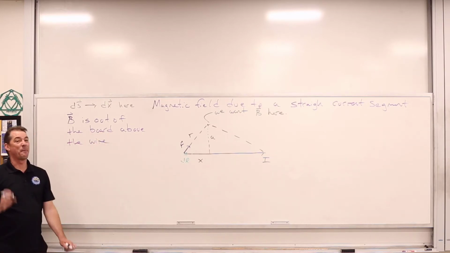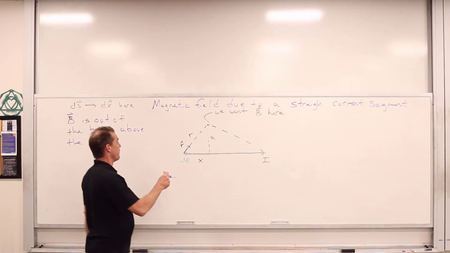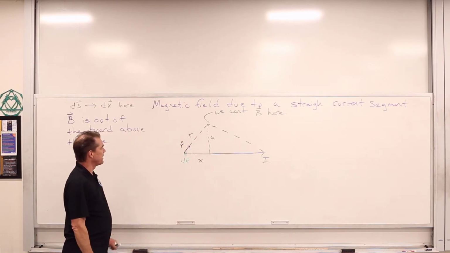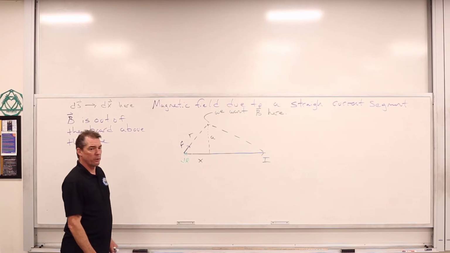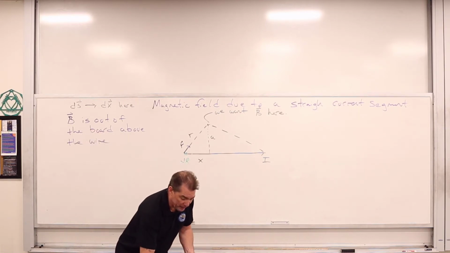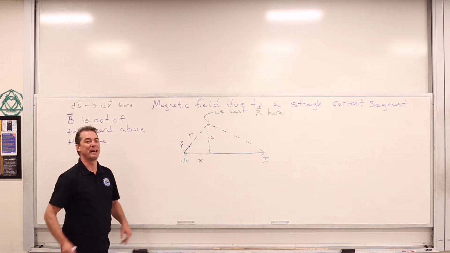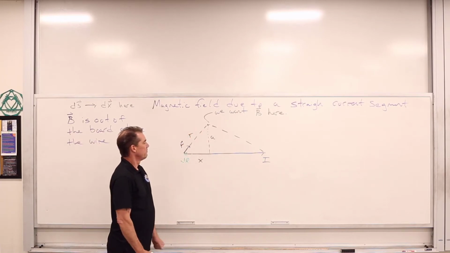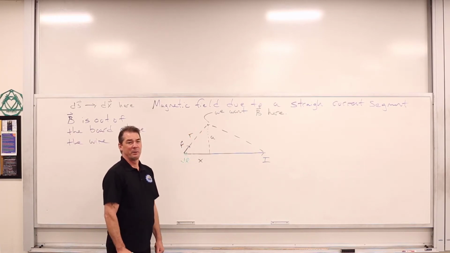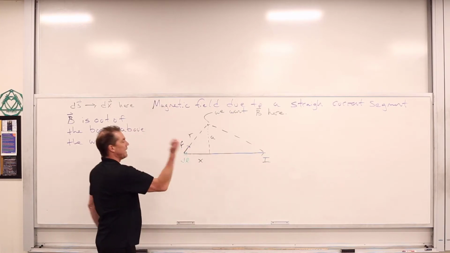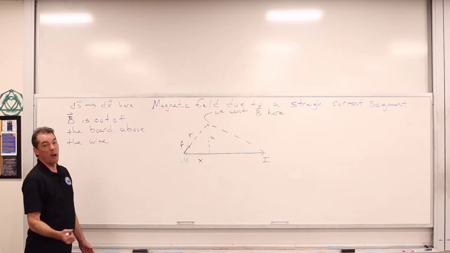So we can already say that B hat is out of the board above the wire. So what can we do with this then? Well, we can start doing some nice things with this, because ultimately now we've already noted what we need to be picking out. We don't need to be picking out that particular component there. We could call that the z hat component. X, Y, Z. That would be perfectly fine.